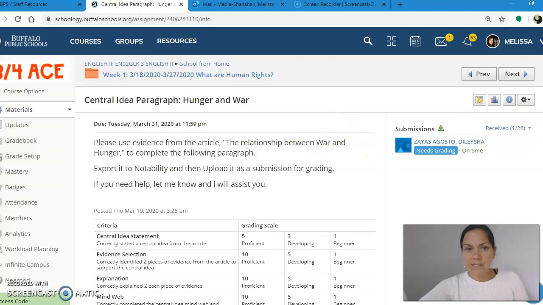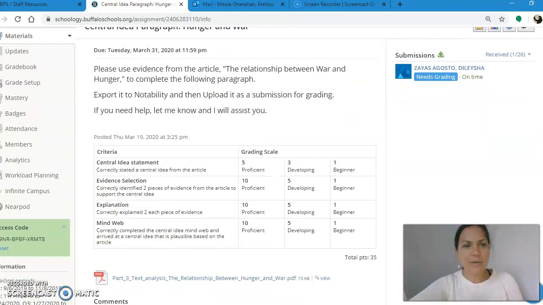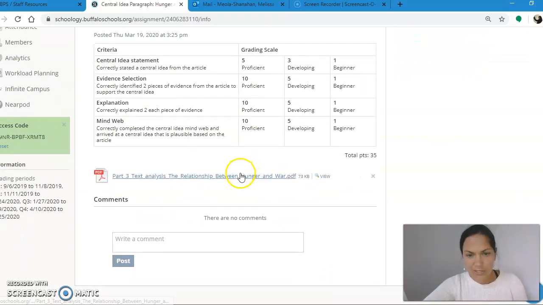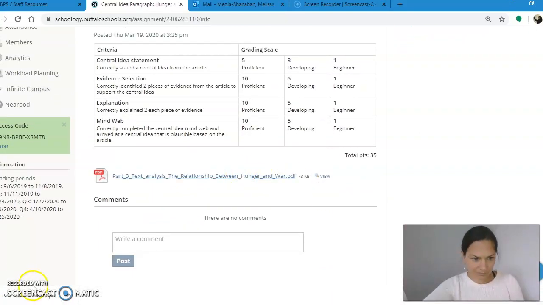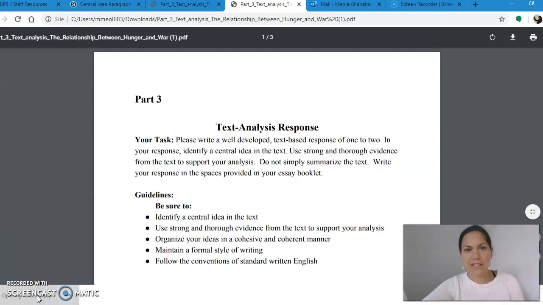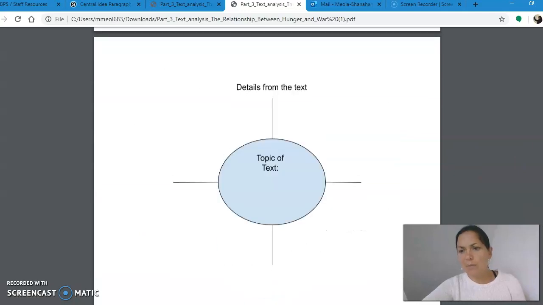Okay, so looking at the directions here, please use evidence from the article, The Relationship Between War and Hunger, to complete the following paragraph. Export it to Notability and then upload it as a submission for grading. So here I am to assist you. First, we're going to download this. Okay, and you're going to open it in Notability. Remember, you can pause this recording and any of the recordings at any time.